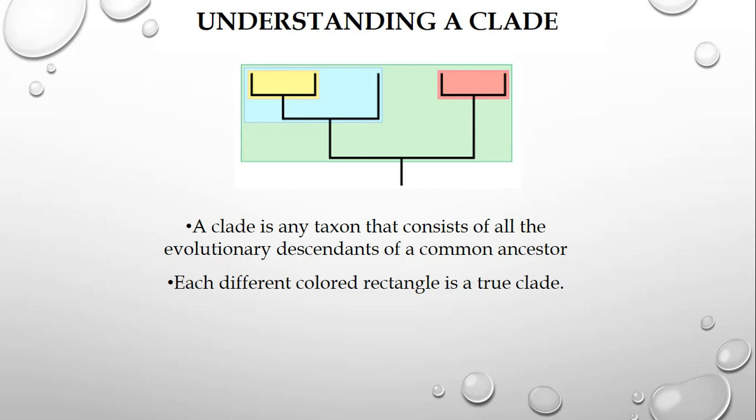So in the given picture, it could be clade 1, clade 2, clade 3, clade 4, but it is up to you, according to the interpretation, how many clades you want to study, which clade you want to prefer and which clade you want to ignore.